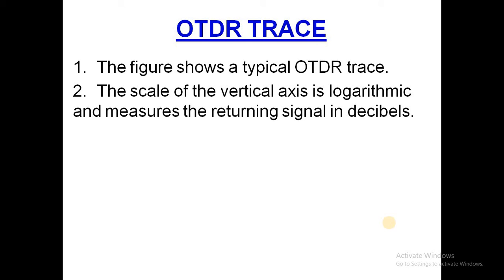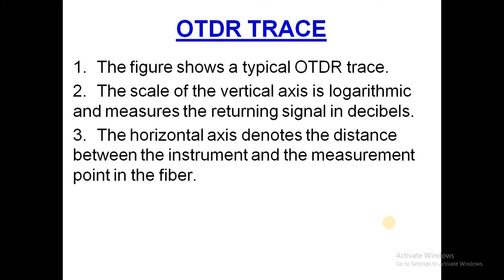The scale of the vertical axis is logarithmic and measures the returning signal in decibels. The horizontal axis denotes the distance between the instrument and the measurement point in the optical fiber. We are measuring the returning signal in decibels because we measure that loss in decibels. So the returning signal means it is loss. If your signals are not coming back, then it is a good fiber. But if your signals are coming back from the test fiber, then it is your loss. So we are measuring it in dBs.